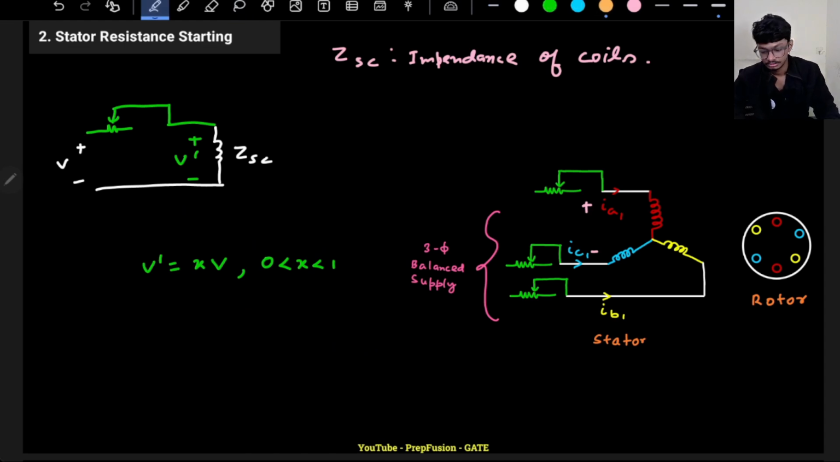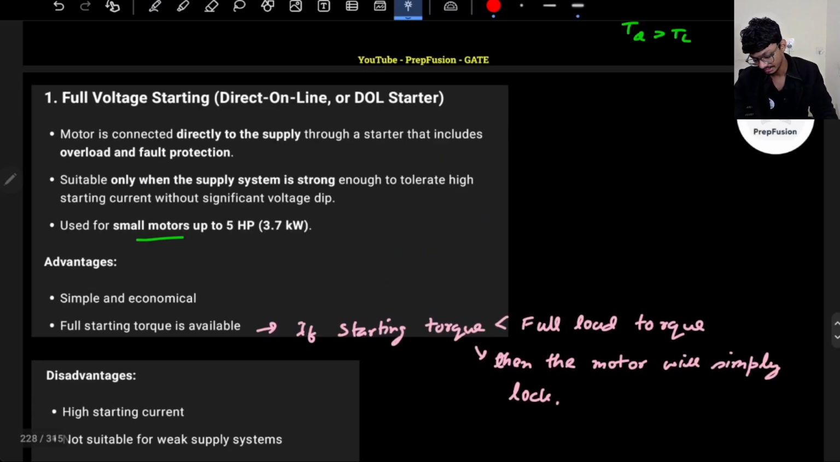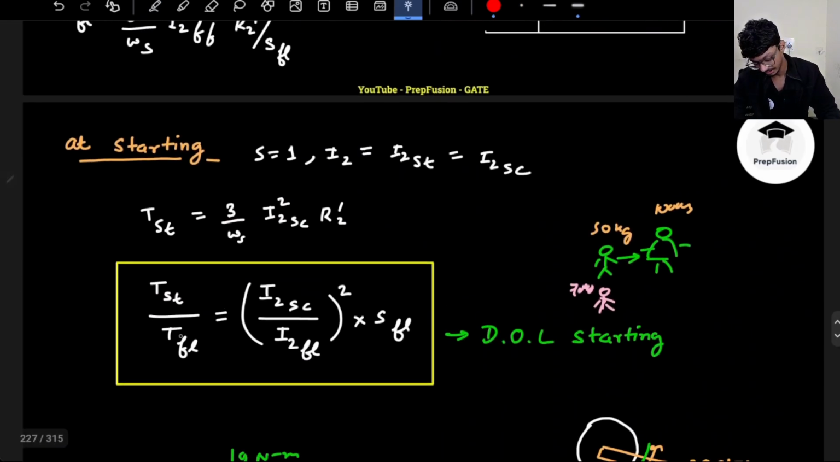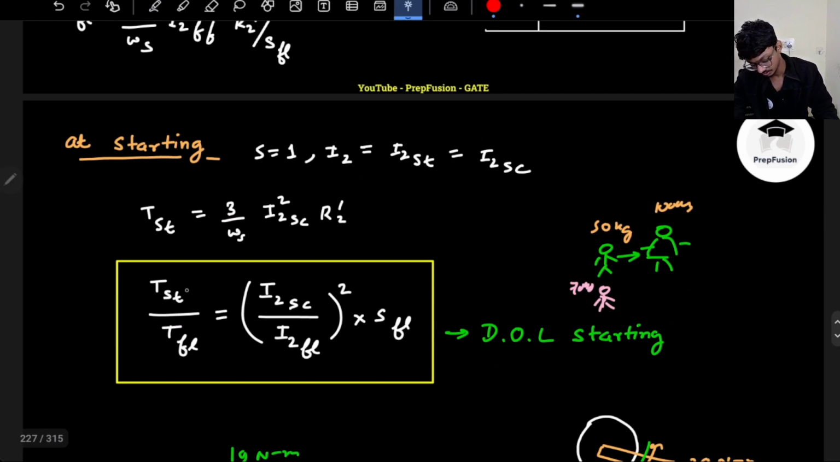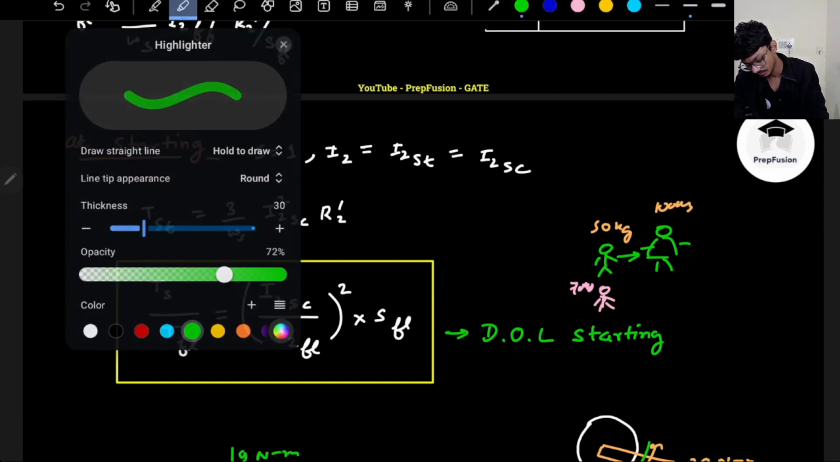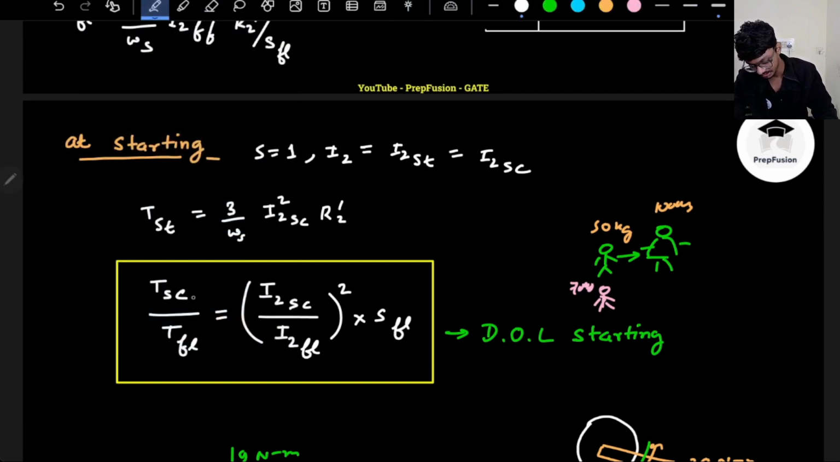Now what will happen to the starting current? ZSC was the impedance with direct online starting. Whenever I write ISC or ZSC, I can write it as TSC as well. Whatever parameters I am comparing, these are all with DOL. Whenever there is SC, those are with respect to DOL, because I want to compare with respect to DOL.